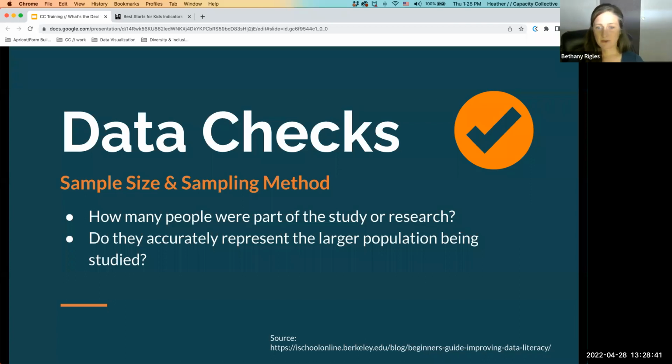So this brings us to our first data check, which is understanding sample size and sampling method. When you're looking at data, it's important to know how many people were part of a study or research, because small samples of a large population are typically not going to be very representative, or they'll be biased. And then understanding how people were sampled, randomly or non-randomly, will help you understand if whatever was found in the study accurately represents the larger population.